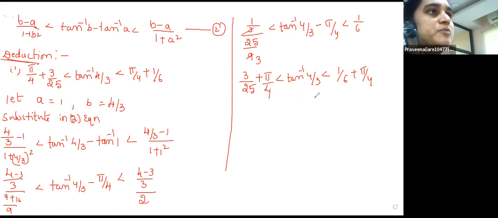This is what we had to prove. Therefore, this is the first deduction part. Note down, all of you. Note down this.